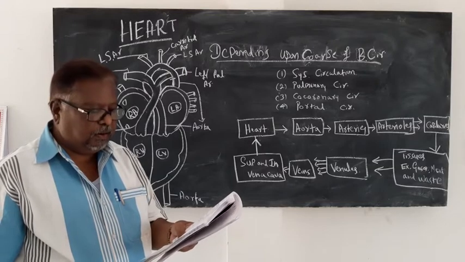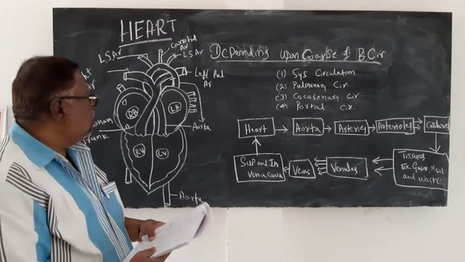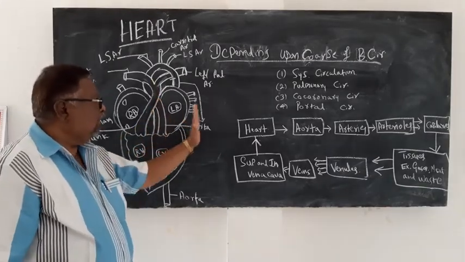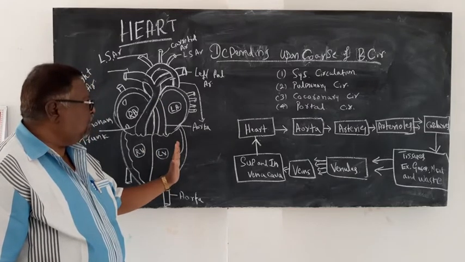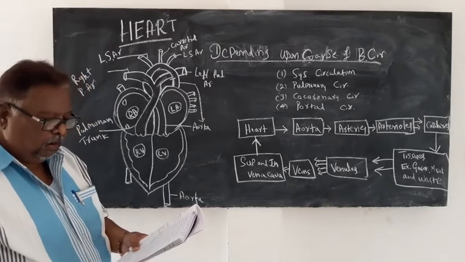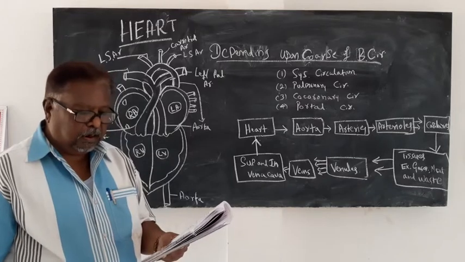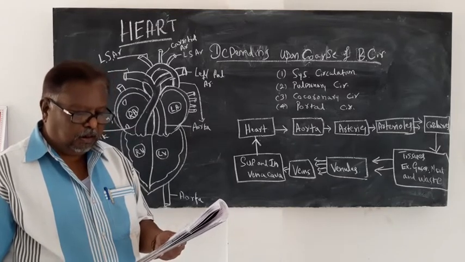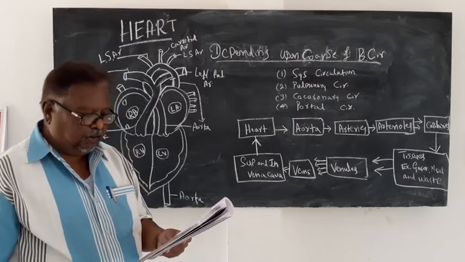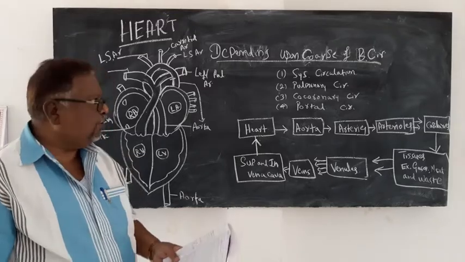Here in this circulation, the left side of the heart is responsible. The left side of the heart is very much responsible for this type of circulation. The oxygenated blood received from the lungs passes from the left auricle to the left ventricle, and when the ventricle contracts, the blood is forced or pumped into the aorta.